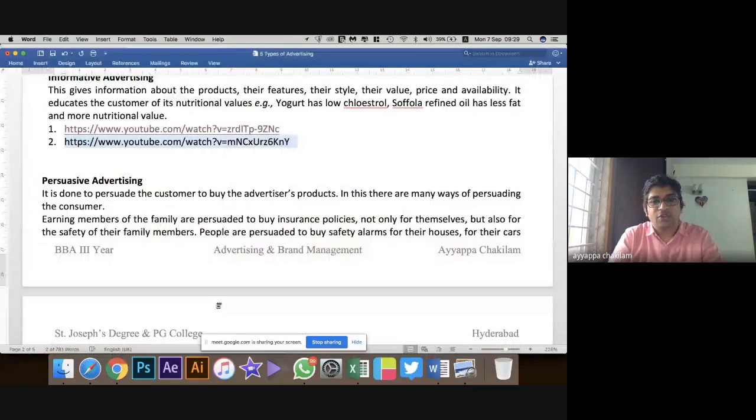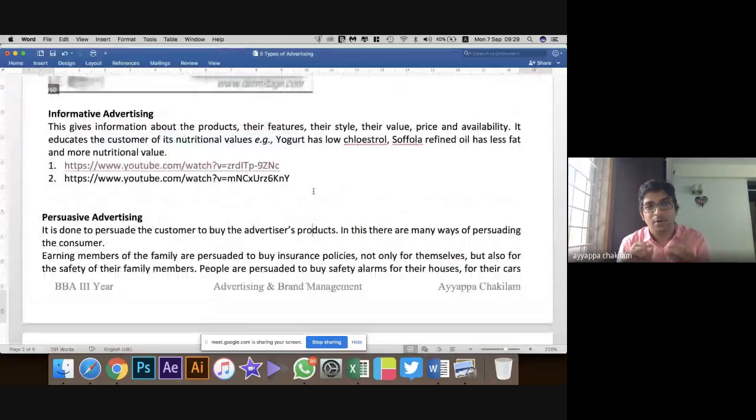So this ad, Saffola's ad, is just telling about the attributes it has. MUFA and PUFA, a balanced set of ingredients, are in the product. It keeps you healthy. So that's about informative advertising.